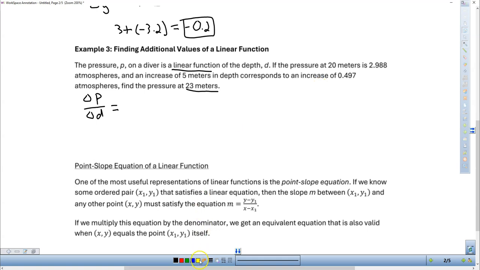And we know our change in pressure, remember, it's right here: 0.497. I'm going to go ahead and highlight that. So let's switch to highlighter mode. There's our change right there. And our change in depth, we said, is every 5 meters. With that in mind, let's apply our ratio. Our change here is going to be 0.497 over 5. If we work the math on that, we find it's 0.0994, and that's going to be atmospheres per meter.